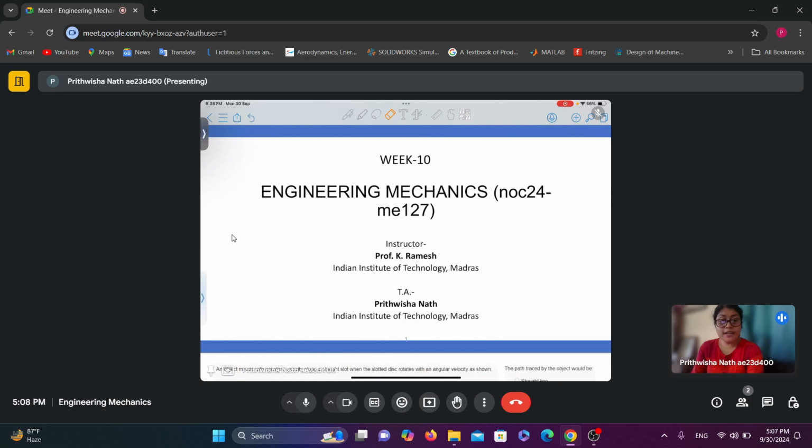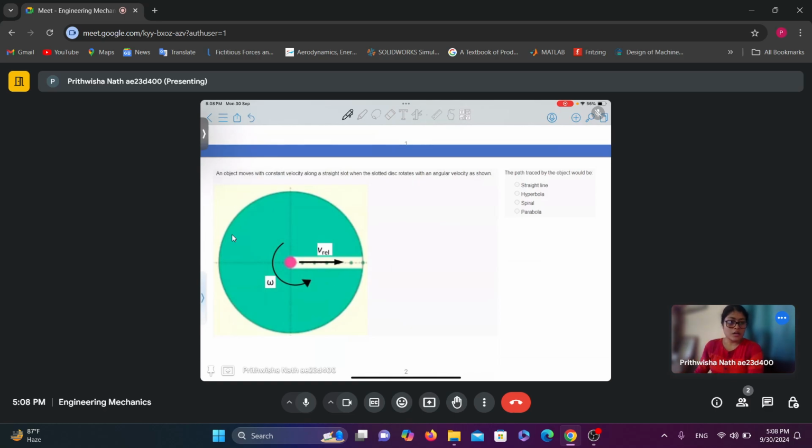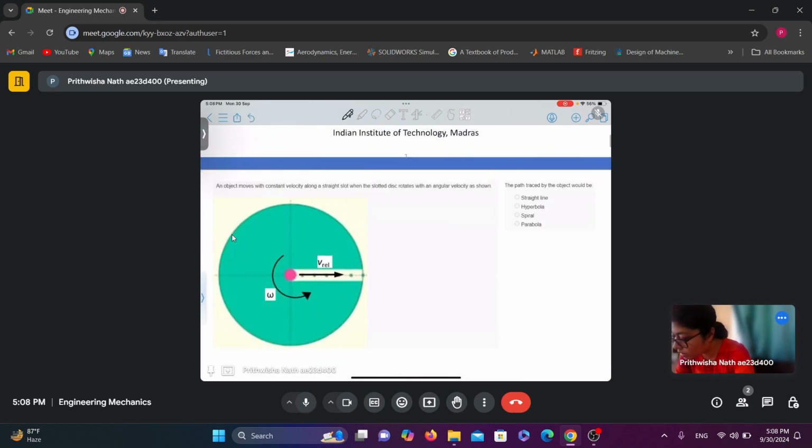Let's start solving some questions. An object moves with constant velocity along a straight slot when the slotted disk rotates with an angular velocity as shown. The path traced by the object would be... so the answer to this question will be spiral.